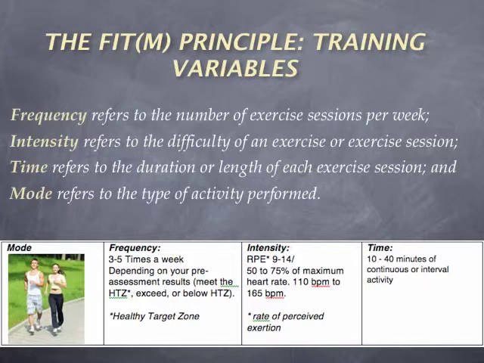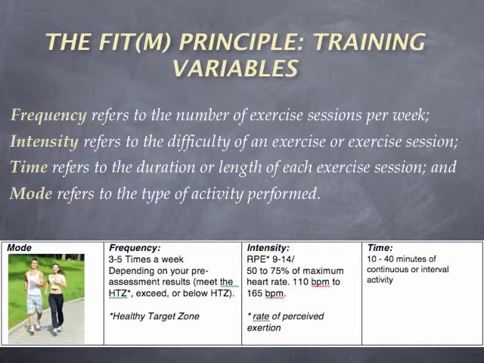Frequency refers to the number of exercise sessions per week. Intensity refers to the difficulty of an exercise or exercise session. Time refers to the duration or length of each exercise session, while mode refers to the type of activity being performed. In the example below, we have a couple who are jogging.